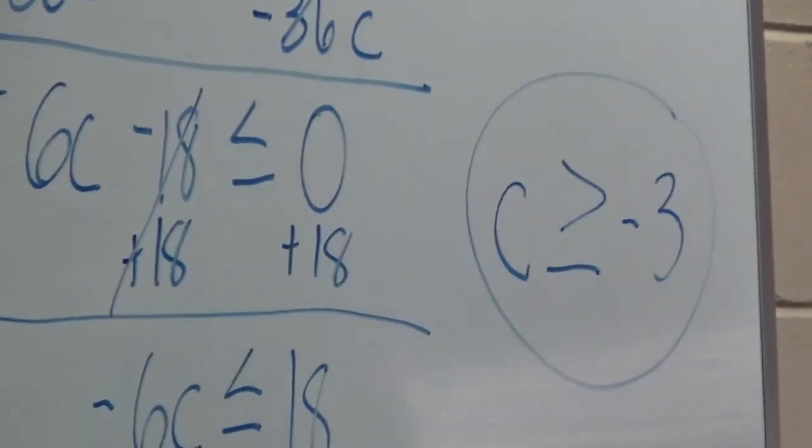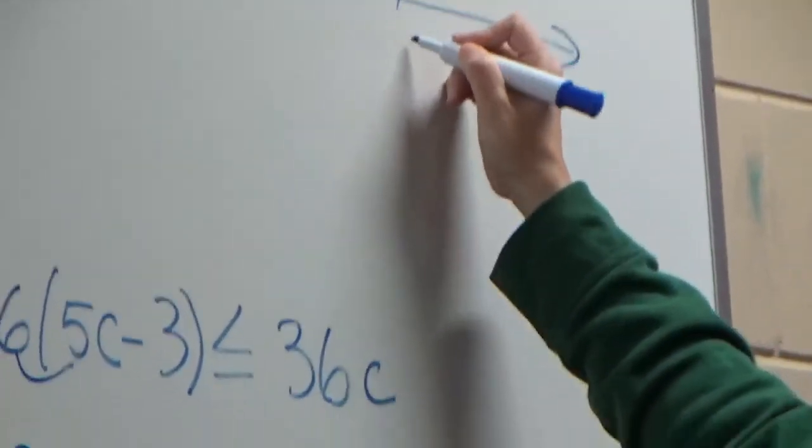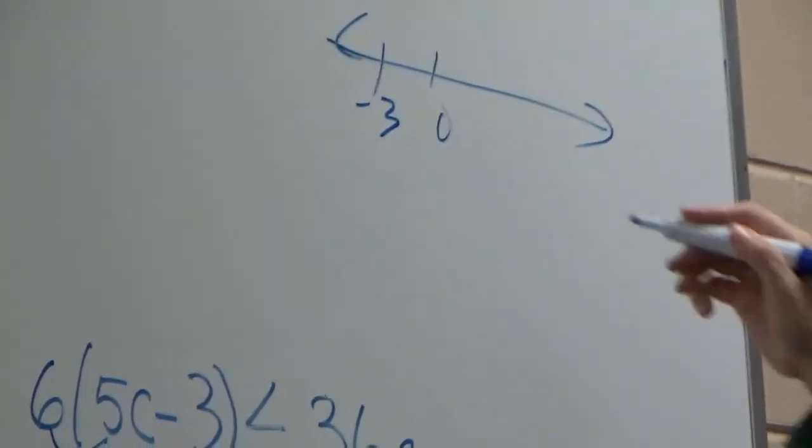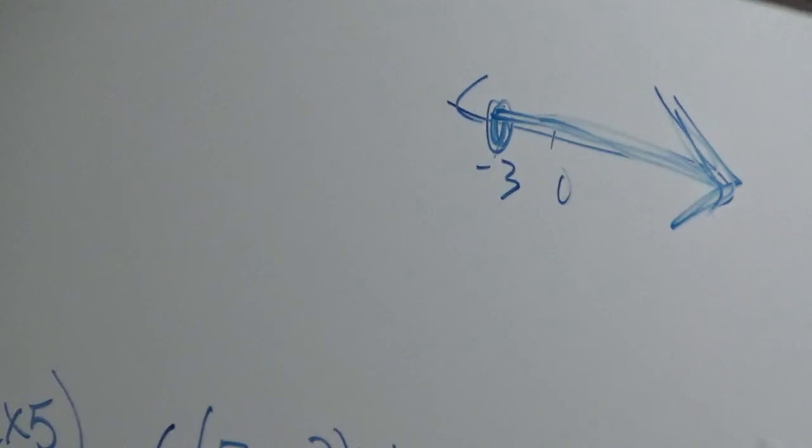The reason why I brought the C over to the left first is so I don't have to do it later. Here's my number line. Here's 0. Here's negative 3. It's greater than, which means all my answers that I can fill in there are bigger than.